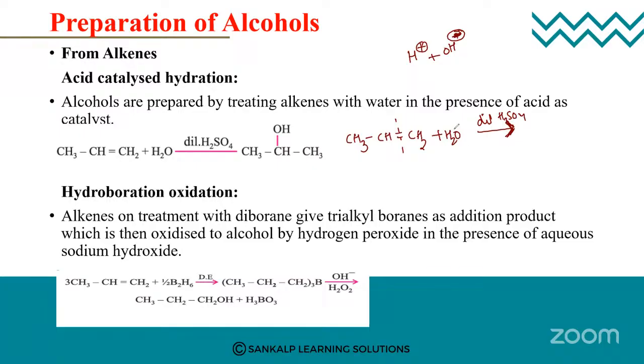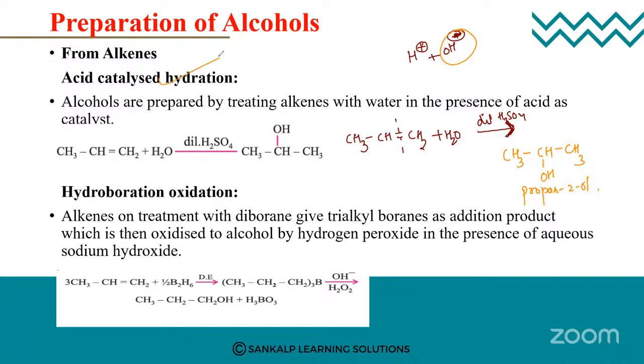So what will happen? The OH, the negative part, will be added to the carbon with the least number of hydrogens. So what am I going to get? I'm going to get CH3, CHOH and CH3. So this is the addition product. What I've got is propan-2-ol. Okay, so this is the answer.